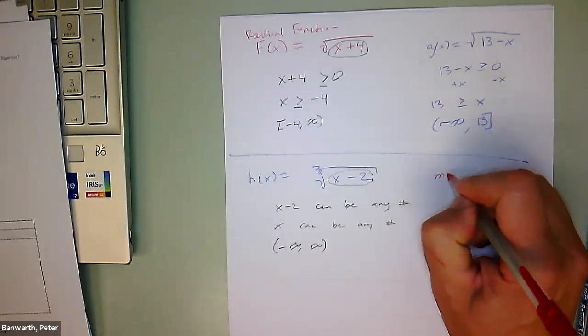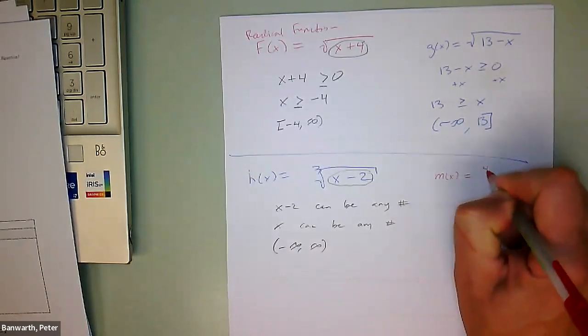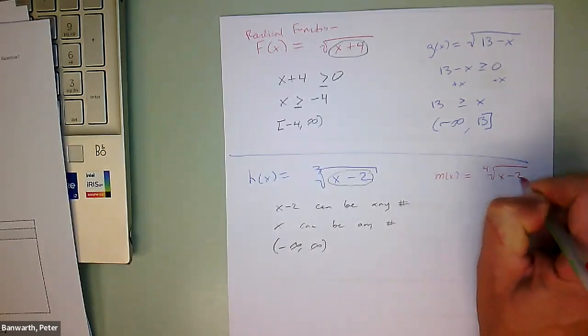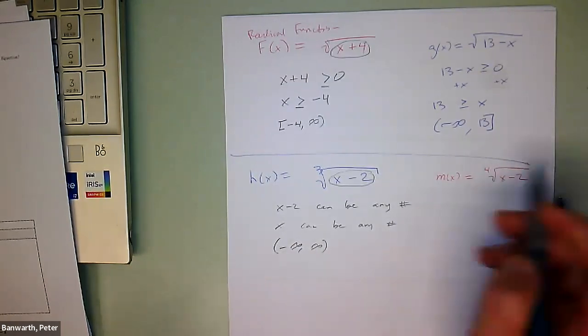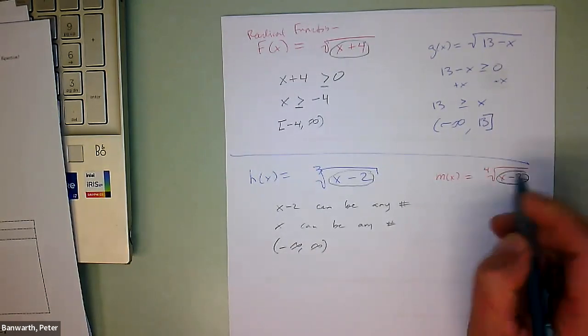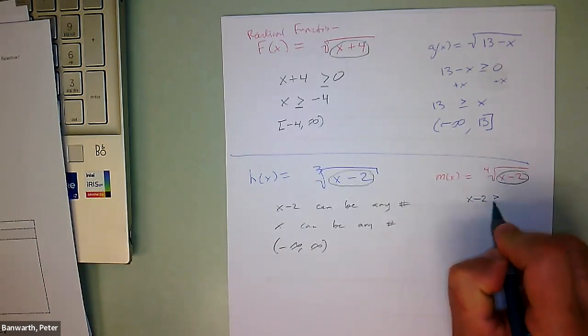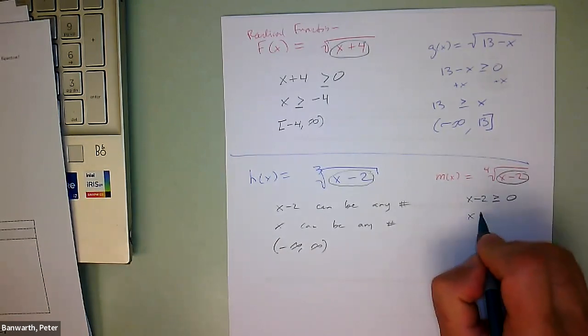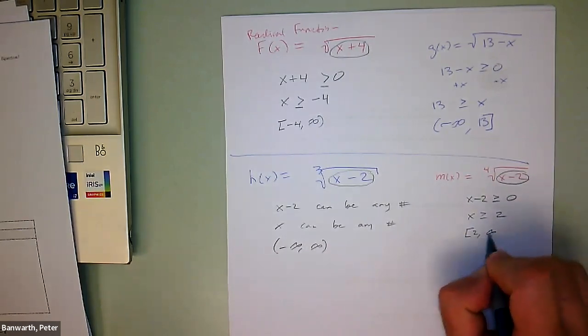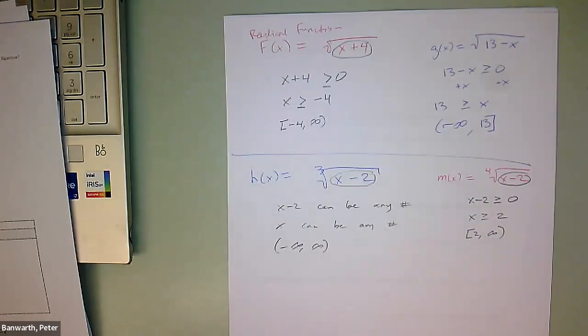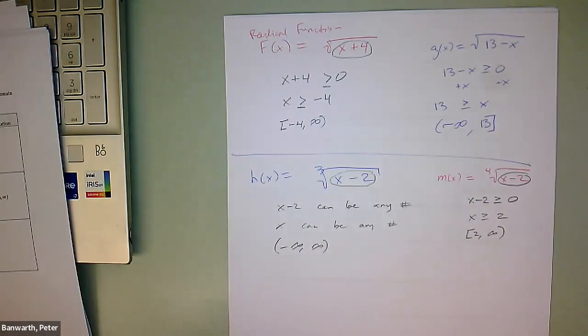But if I have a fourth root, I think, okay, with fourth roots, I can't take the fourth root of a negative number. So once again, this x minus 2 has to be greater than or equal to 0. So x has to be greater than or equal to 2. So my domain starts at 2 and goes out towards infinity.